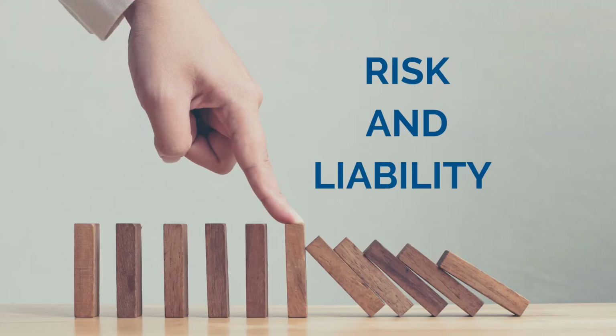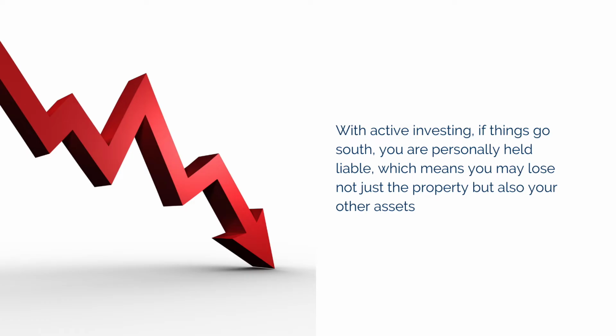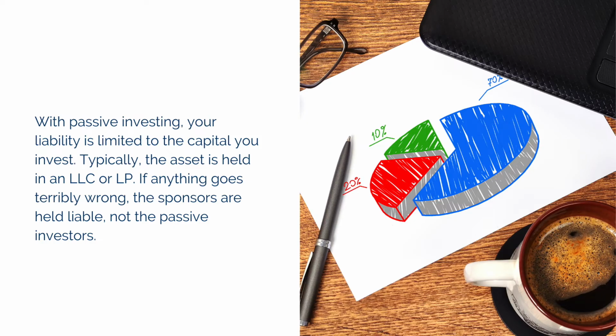Number 6, risk and liability. With active investing, if things go south, you are personally held liable, which means you might not just lose the property, but your other assets as well. In passive investing, liability is limited to the capital that you invest because typically we hold things in an LLC. So if something goes wrong, it's the sponsors who are liable, not the passive investors.